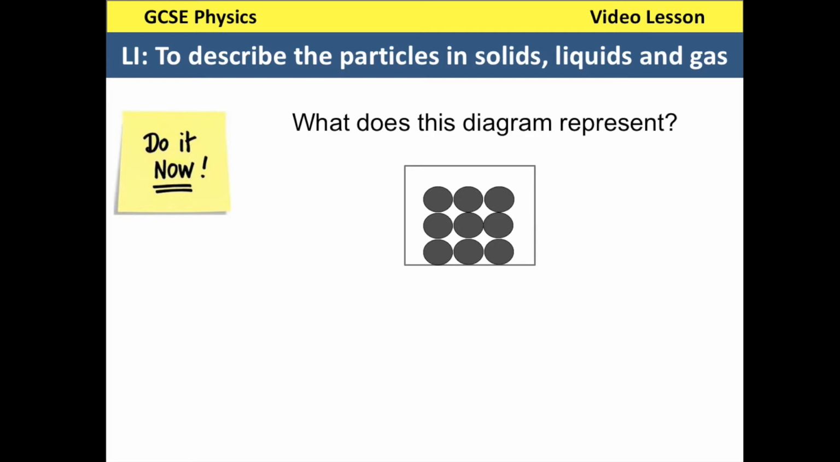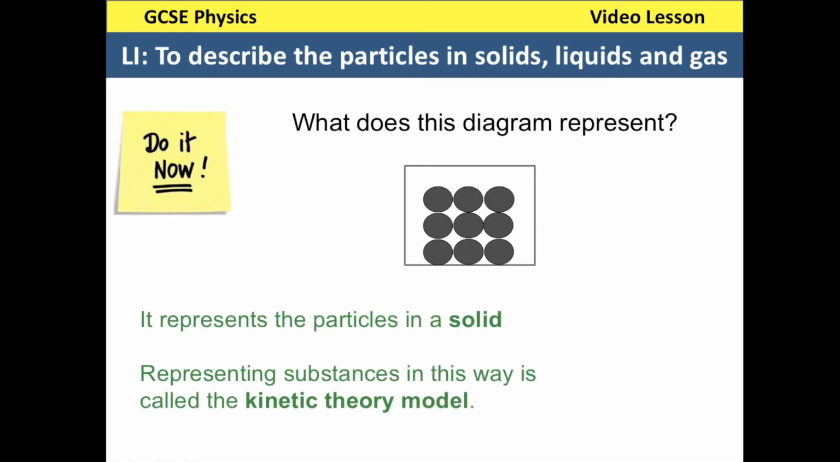For the Do It Now task, I would like you to tell me what this diagram represents. Answer the question and then check your answer below. So this diagram represents the particles in a solid. Representing a substance in this way is called the kinetic theory model, and we're going to be representing solids, liquids and gases today using the kinetic theory model.